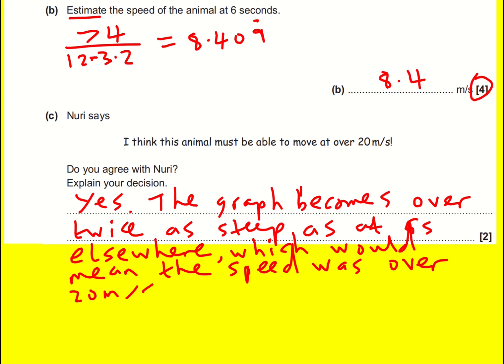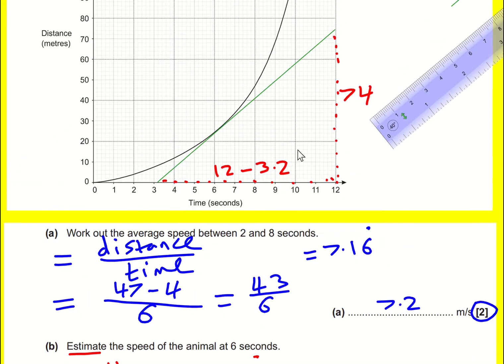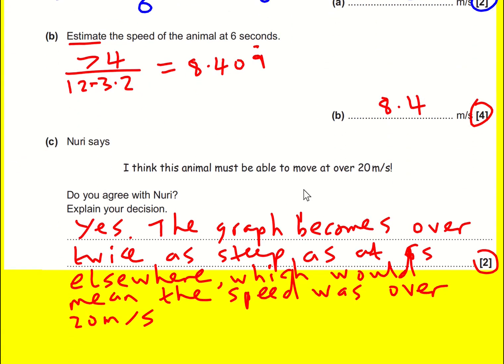Okay, I think that's sufficiently convincing. Just words like this to show your understanding of speed and the gradient.